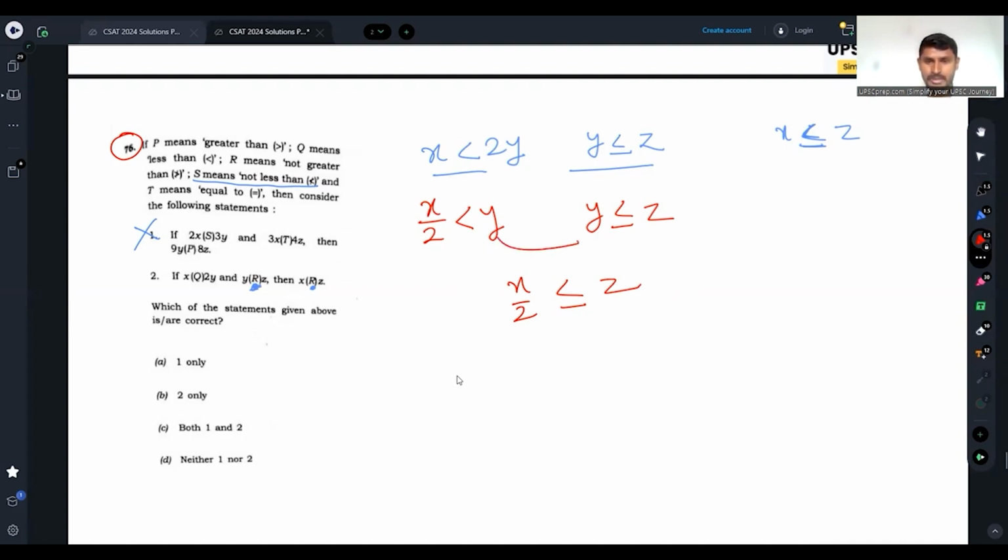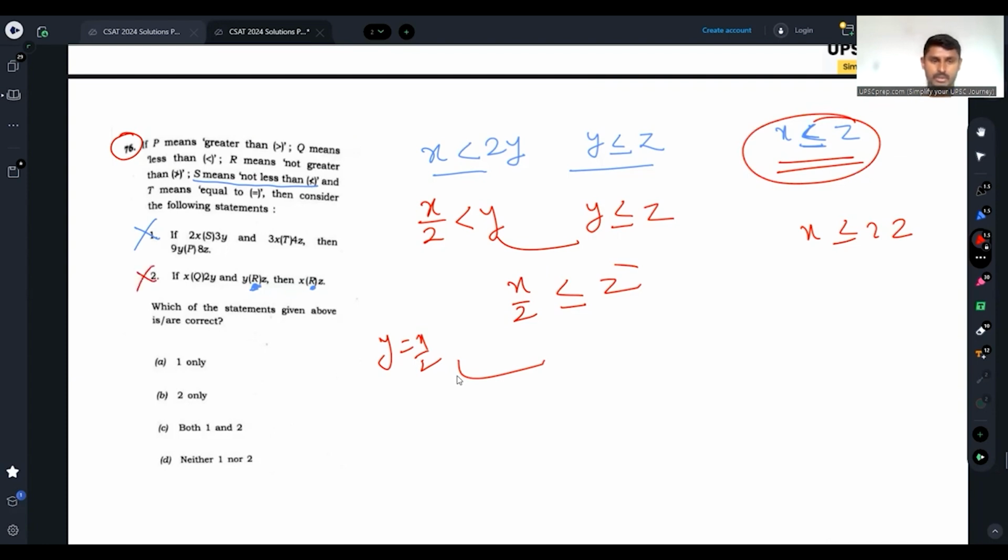In one of the possibilities, I am saying that y is directly equal to x by 2, still x by 2 is not less than or equal to z, right? X is not less than or equal to z. X will be less than or equal to 2z in one of the possibilities, but it is not always true that x will be less than or equal to 2z. It means that this statement is also wrong. So option D, neither 1 nor 2 is correct.